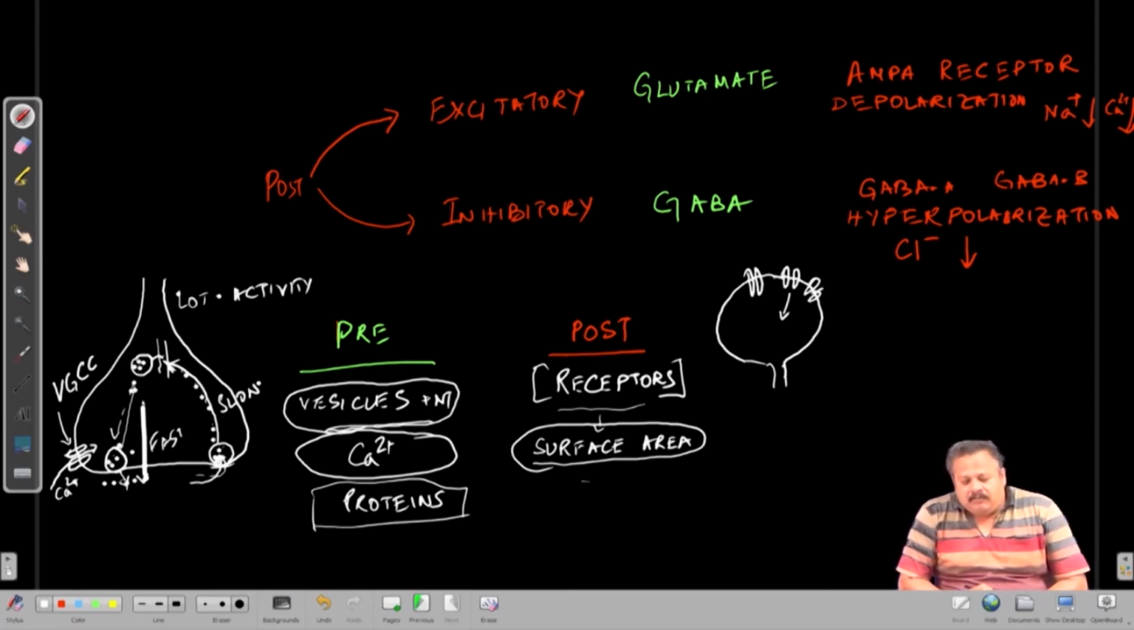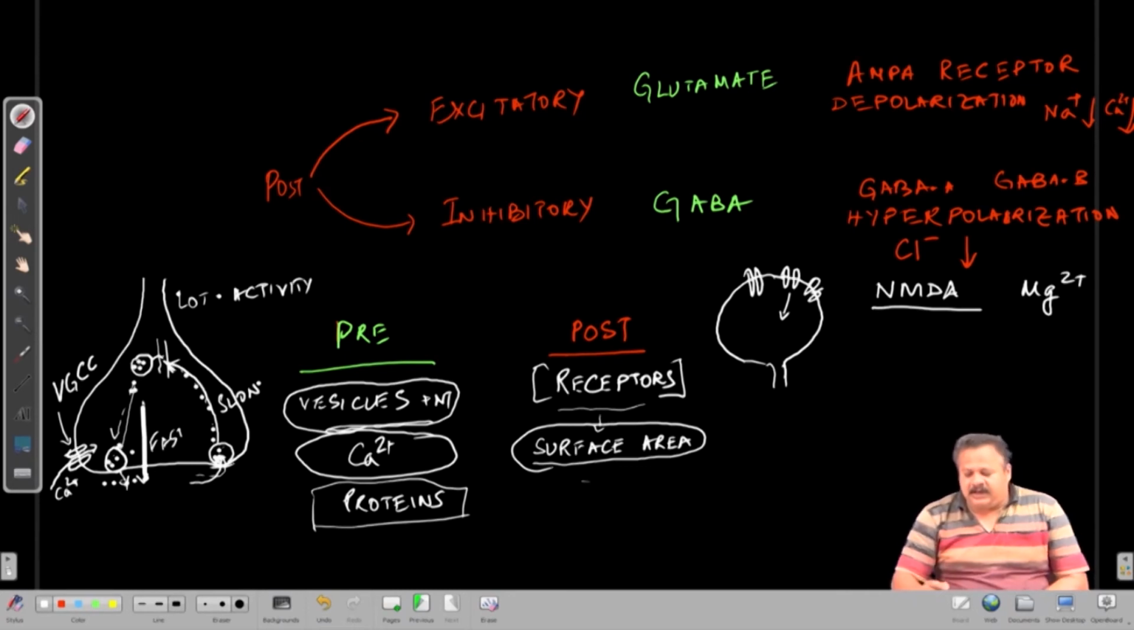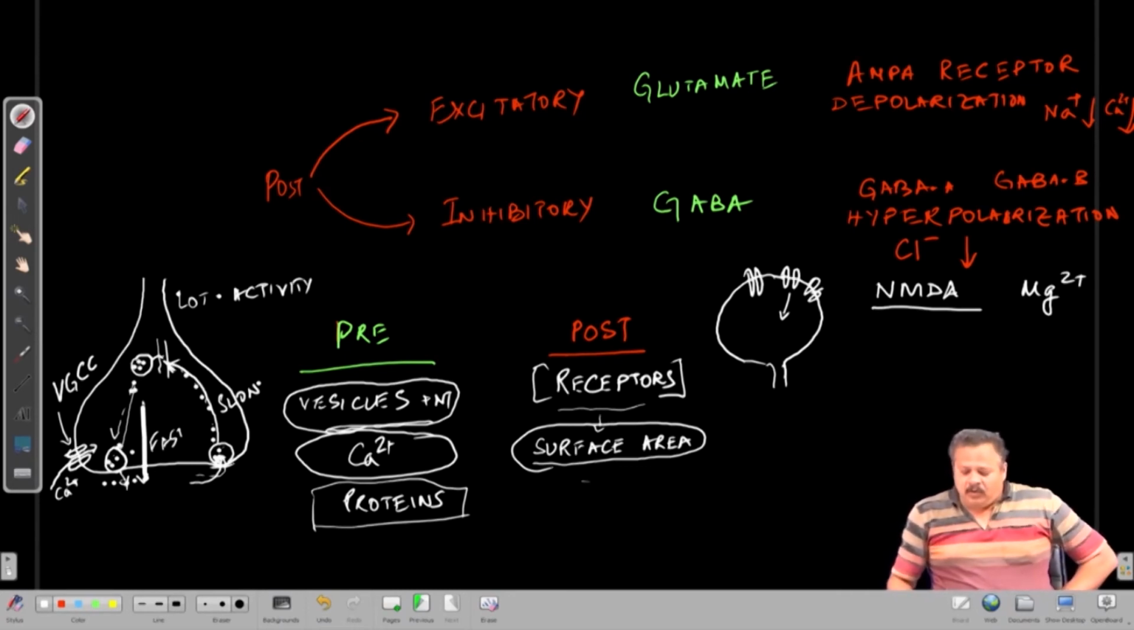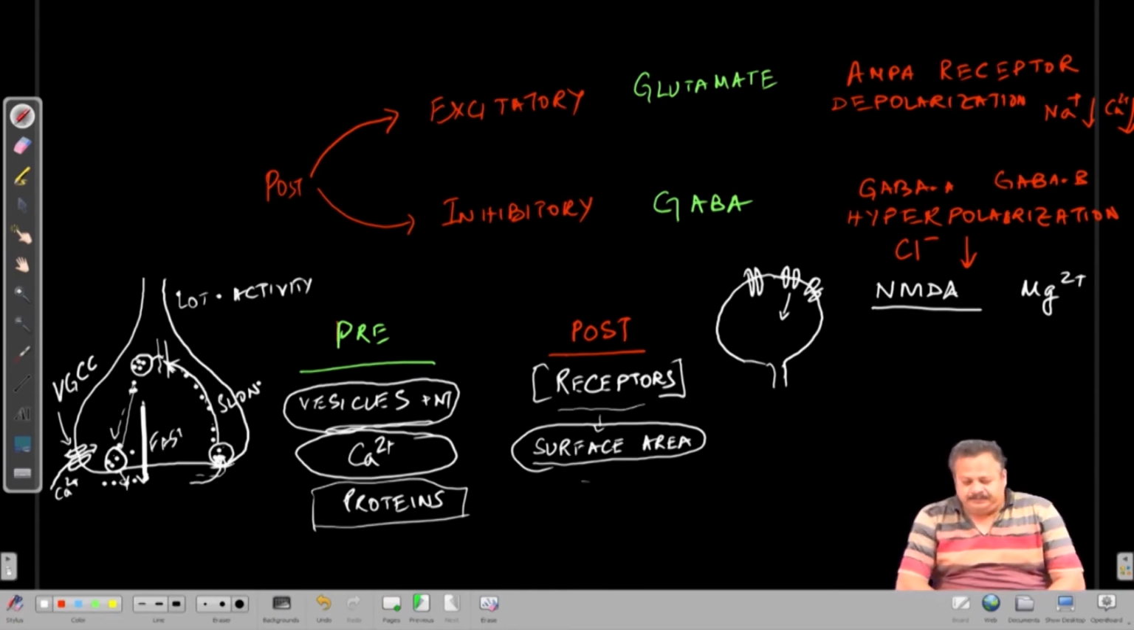the postsynaptic side's current. For example, along with the AMPA receptors, there are other ion channels like the NMDA receptor, which remain blocked by magnesium ions, and only when the postsynaptic side has a high enough depolarization does this magnesium ion get knocked out from the NMDA receptor pore, which is an ion channel, which then allows current to flow in.